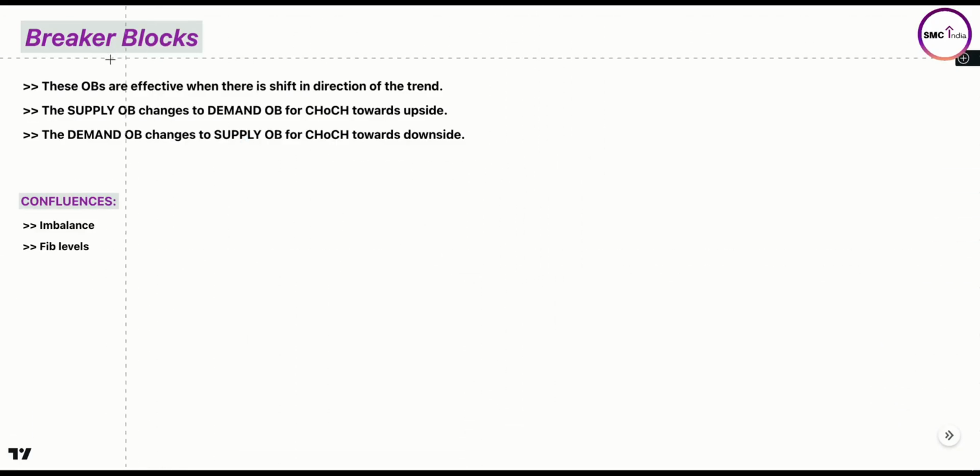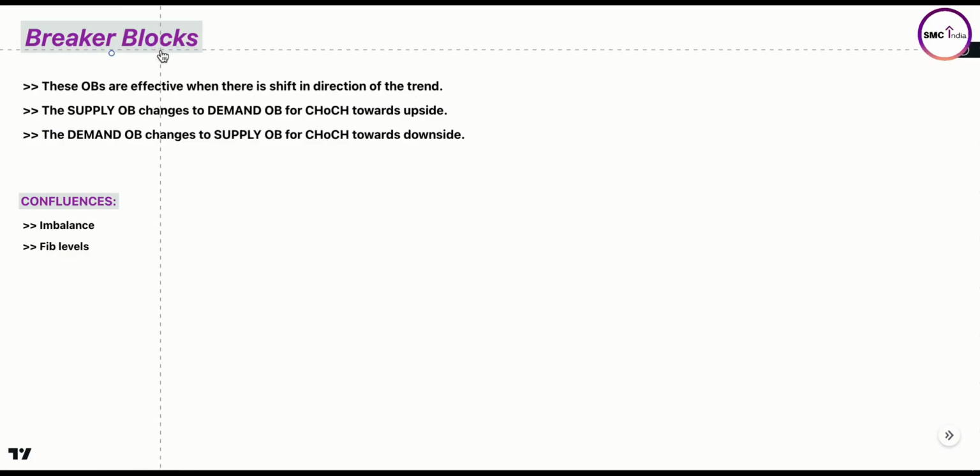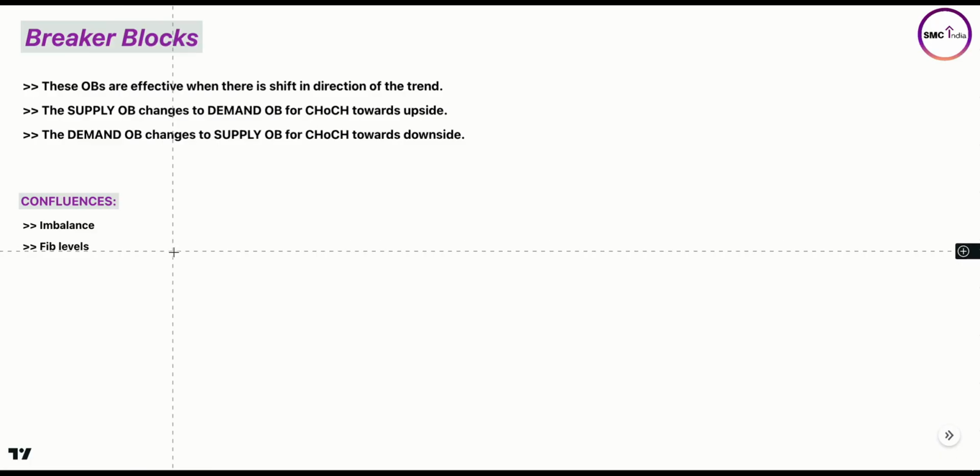In this video I'm going to discuss breaker blocks. So what is a breaker block? These are generally the order blocks which are effective when there is a shift in direction of the trend. That means the breaker blocks are effective when you see a general shift in trend, that is, when there is a shift in direction from bullish to bearish or from bearish to bullish.